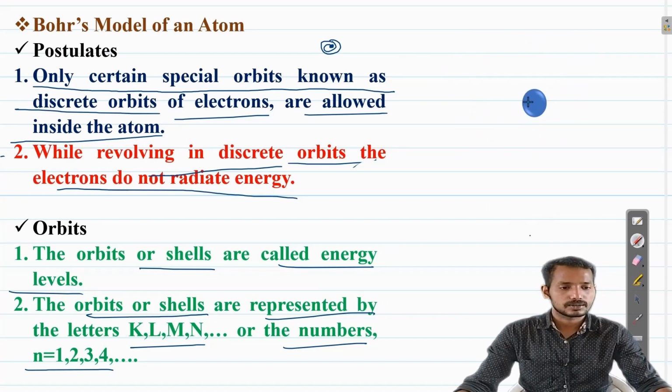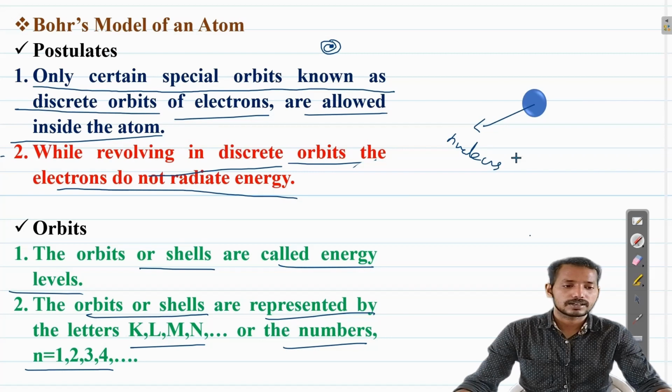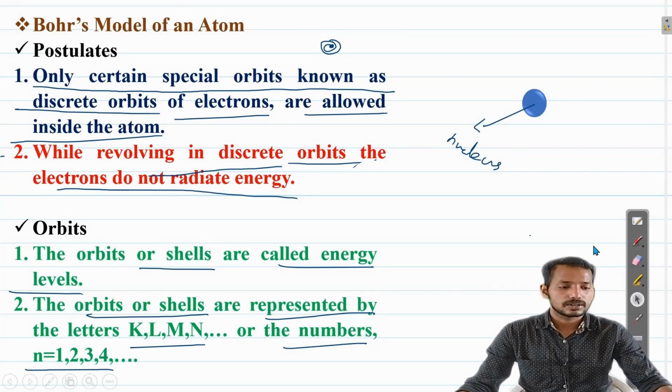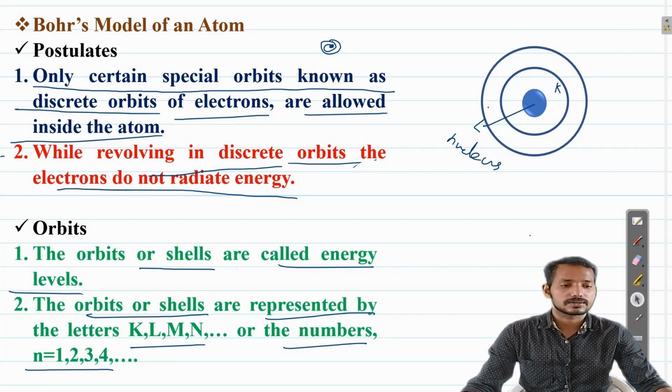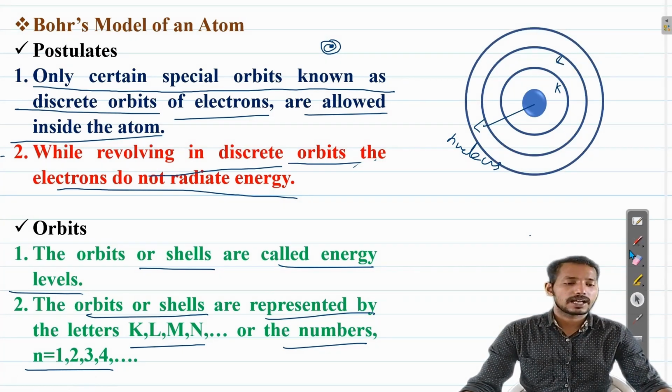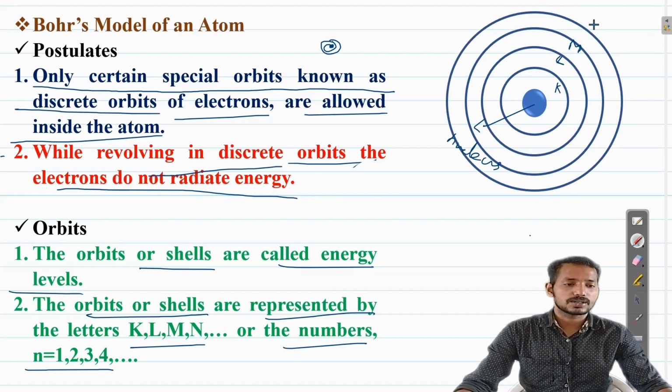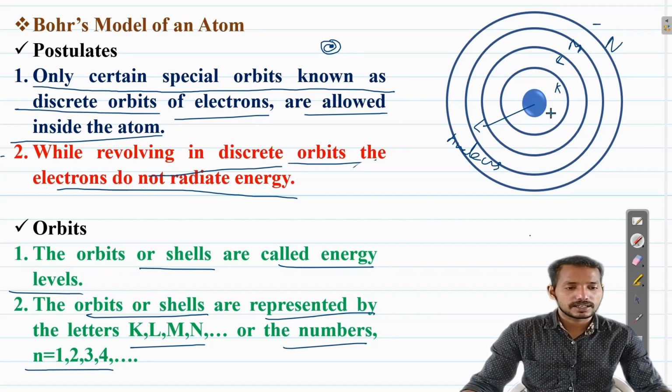Let's see. This is the nucleus. And this is the first orbit or shell. This is called K. And the second one is this, L. And the third one is M. And the fourth one is N. Or we can say that n equal to 1, 2, 3, 4.